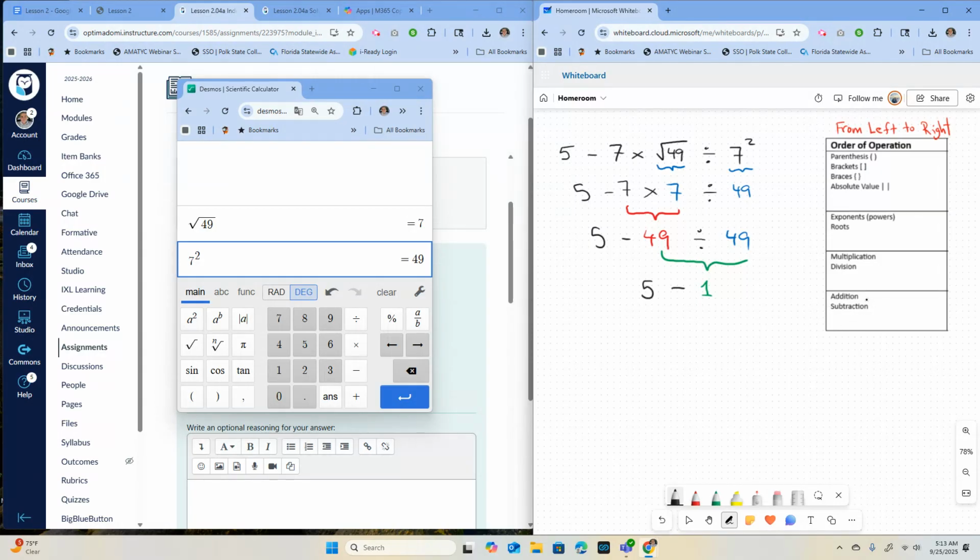And then I'm going to do the last one, addition or subtraction. I only have a subtraction. So how much is this? This is going to give you 4. And this is how you do this first problem, following order of operation.